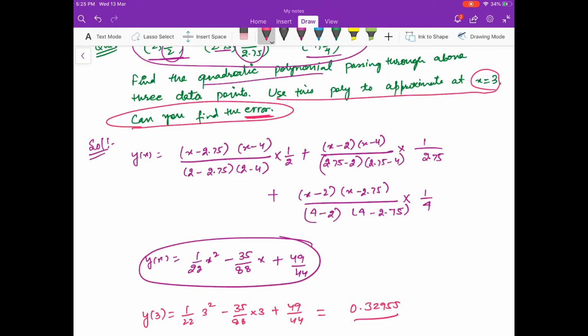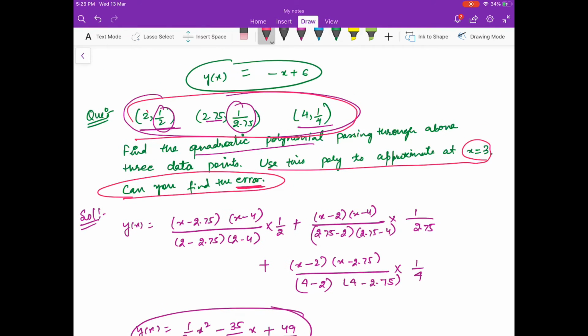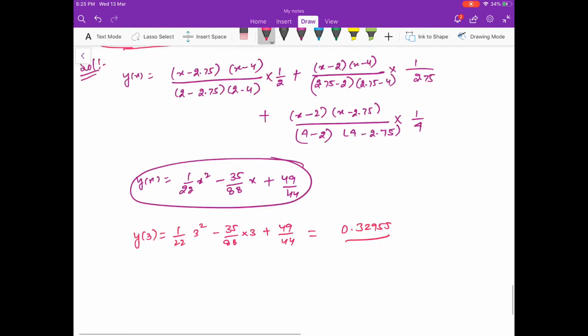Now the question is, can you find the error? For finding the error, you should know the exact value. Now look at your data. Data is basically 2 mapping to 1 by 2, 2.75 is mapped to 1 by 2.75, 4 is mapped to 1 by 4. It means that f of x is equal to 1 by x.